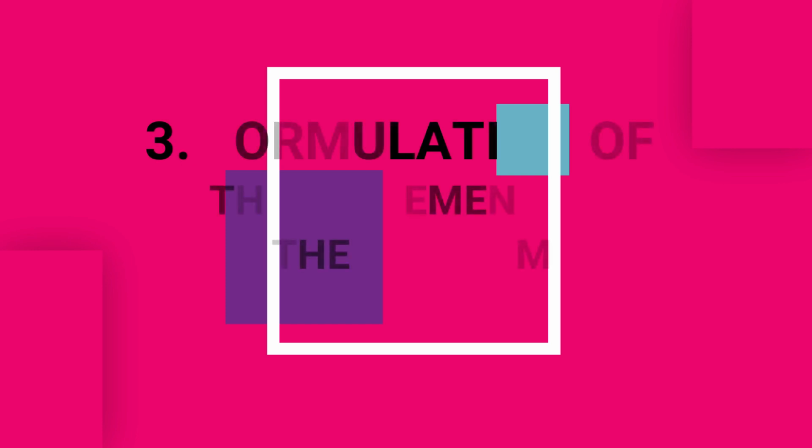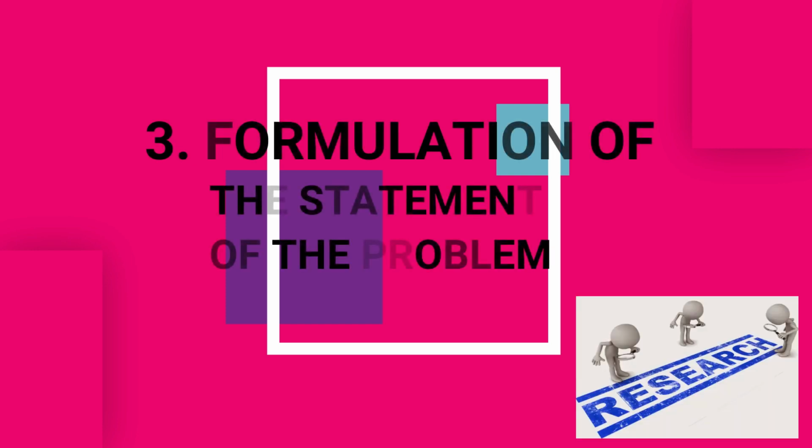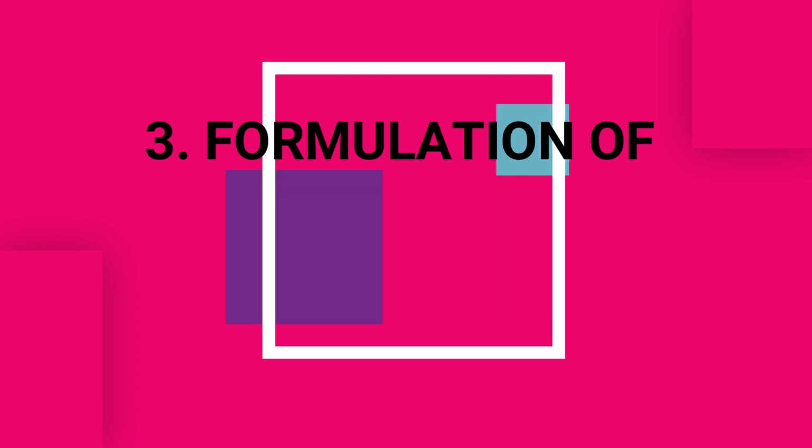Next is the formulation of the statement of the problem. A statement of the problem is a concise description of the issues that need to be addressed by the researcher. The problem statement is the researcher's guide during the research process. It is the verbalization and articulation, as well as the analysis of the questions which the researcher wants the research to answer.